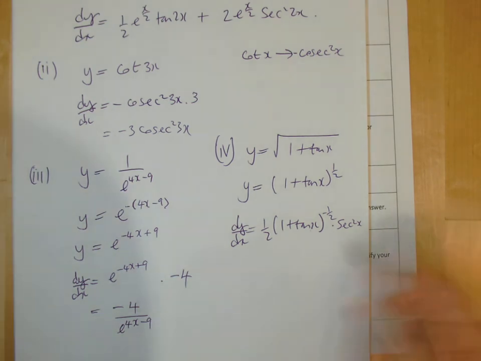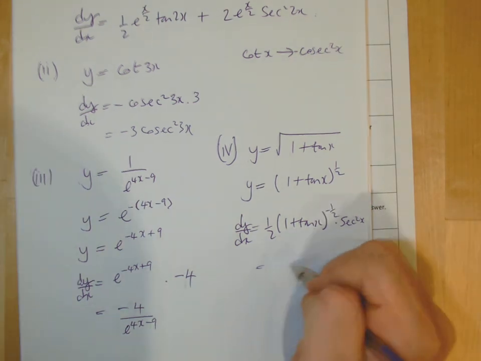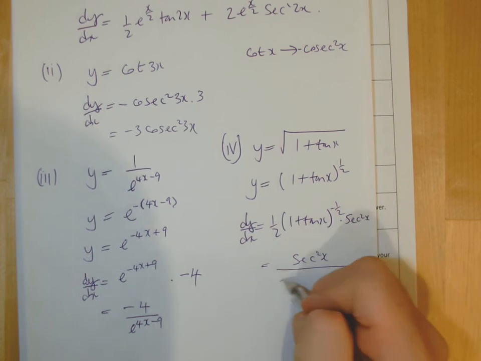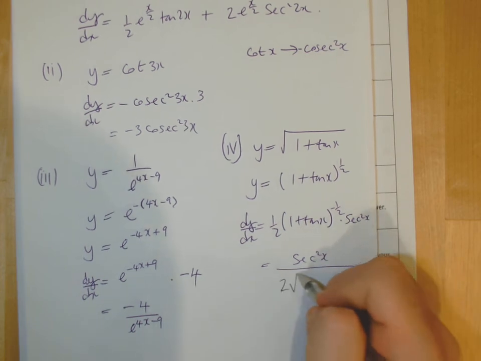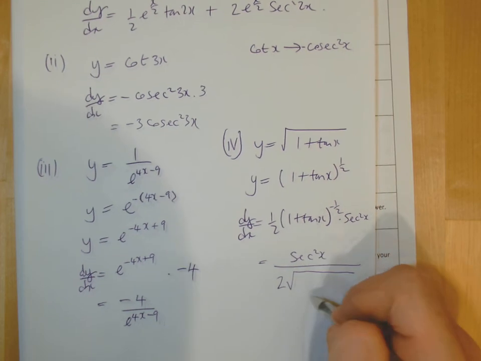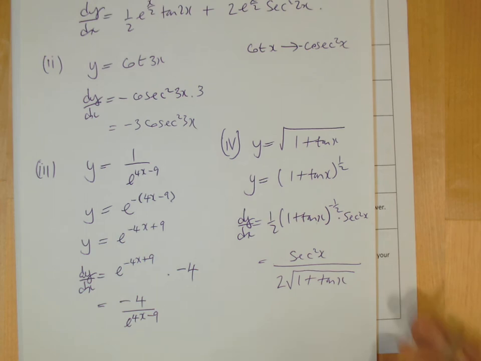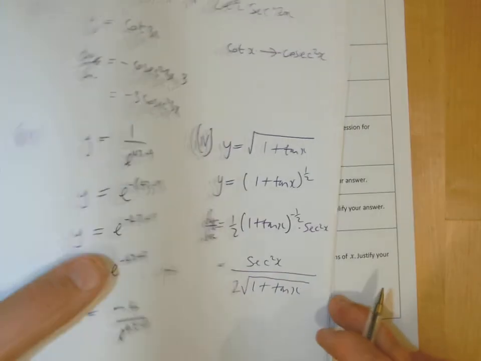Okay, so then just tidy it up a bit, so you get sec squared x on the top, on the bottom then 2, and then you can rewrite that as 1 over, because if you take that down it'll have power half on it, so I can write that as a root, and it's done, it's sorted.